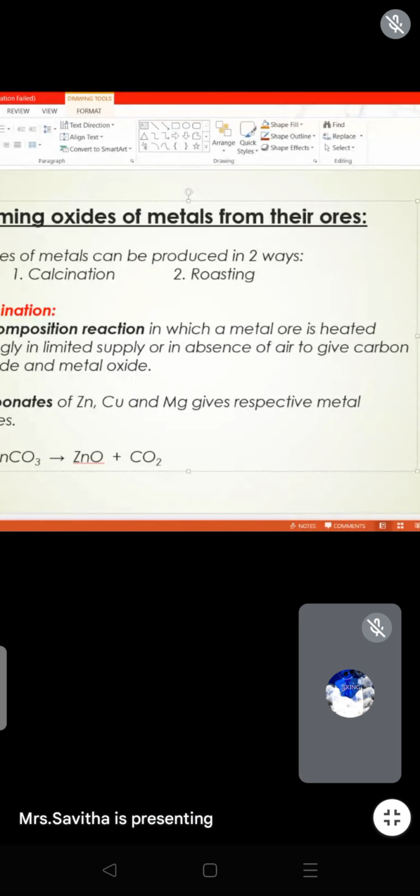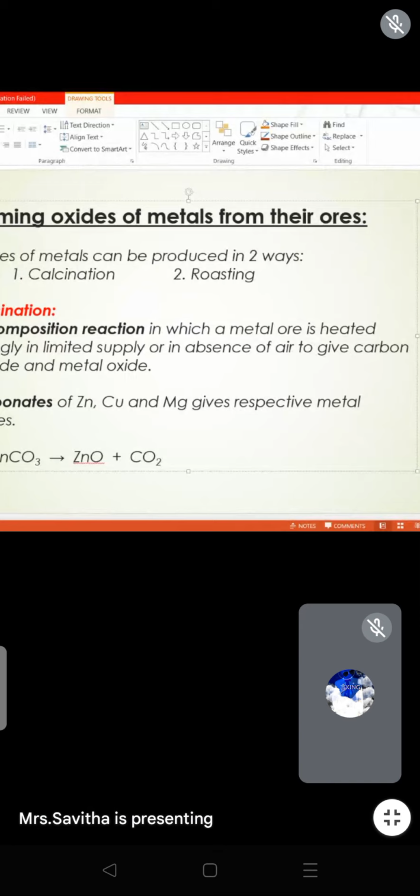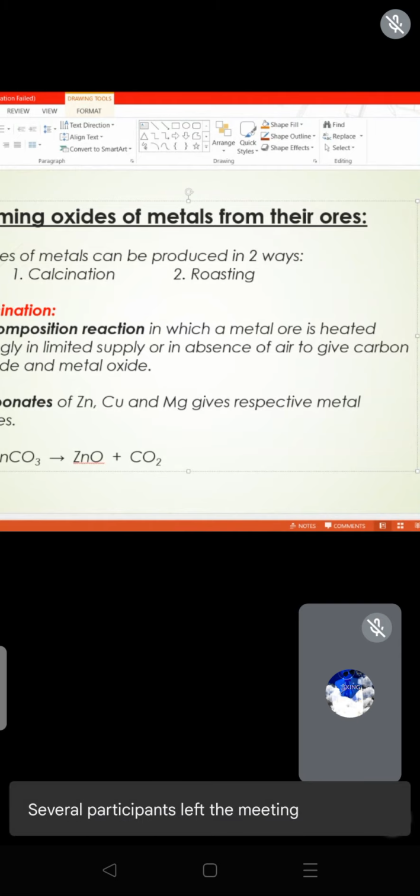In roasting, which are the two compounds formed as products? Which gas is evolved in roasting? Oxygen, that we are using? Carbon dioxide? Sulfide? CO2? I am asking about roasting. Children, in roasting we take sulfide ore. So, which gas will be formed?